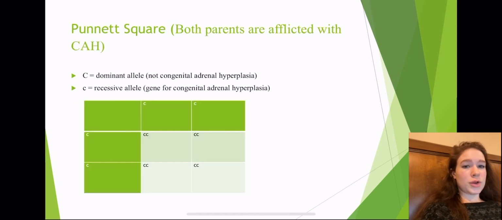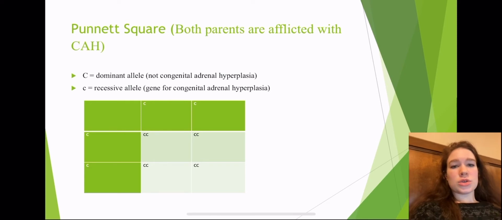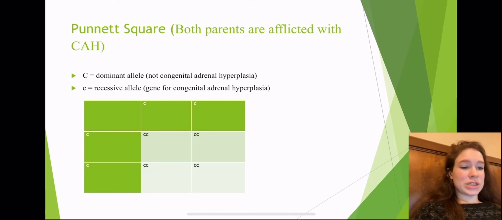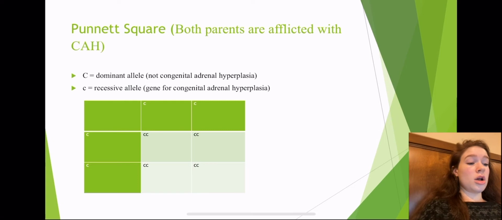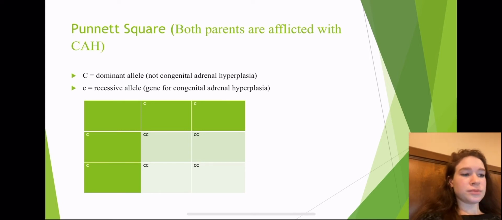In my first Punnett square, both parents are afflicted with CAH, so big C is the dominant allele, little c is the recessive allele. After completing the Punnett square, the possible genotypes for the offspring in this case could only be little c, or recessive, because both parents only possess the genotype little c. This means that there is a 100% chance of these parents' offspring having congenital adrenal hyperplasia. Also, this means that the offspring will share the same phenotypes as the parents, which are salt-wasting and possibly ambiguous genitalia.